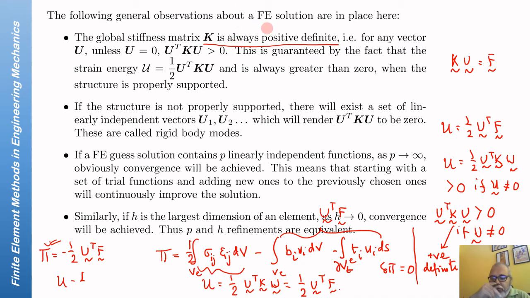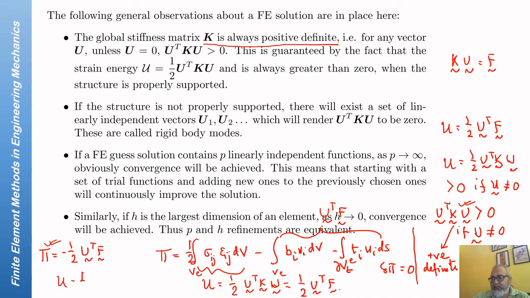Positive definite, you might have learned in your linear algebra courses, means that K satisfies this relation for any U which is not equal to 0. It also means that K has no zero eigenvalues. Now, U transpose KU will be greater than 0 if U is not equal to 0. But if there is a nonzero U for which U transpose KU is equal to 0, then K is not positive definite. It means that your structure is not properly supported.